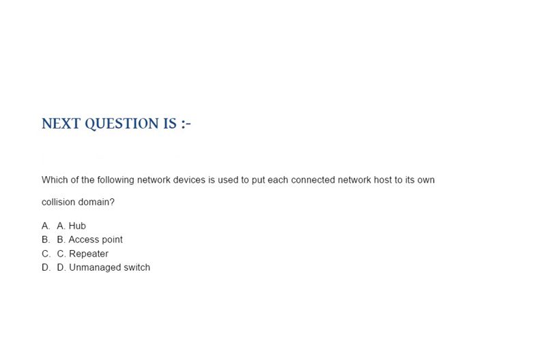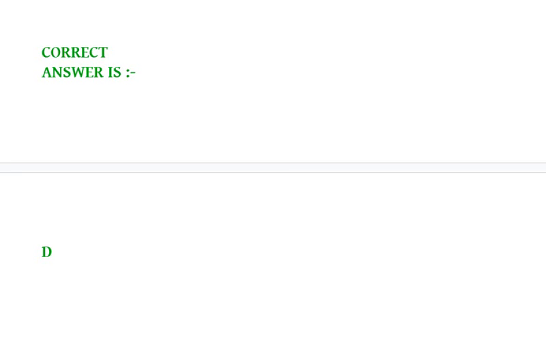Next question is which of the following network devices is used to put each connected network host to its own collision domain? Option A hub, Option B access point, Option C repeater, Option D unmanaged switch. Correct answer is option D.